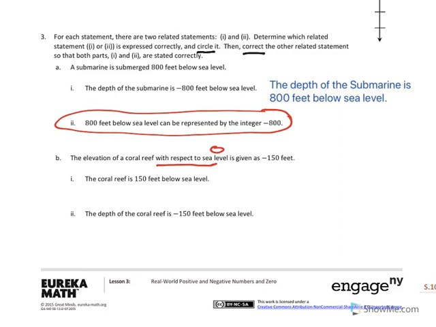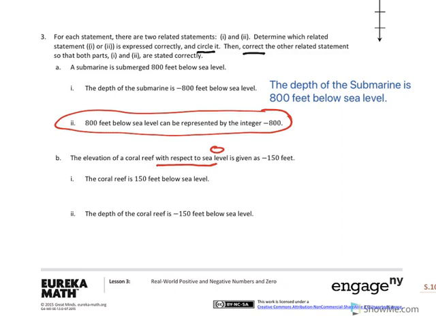Well, number 1 says the coral reef is 150 feet below sea level. Sorry, letter I. Letter II, or number 2, says the depth of the coral reef is negative 150 feet below sea level. So which one of these is actually correct?